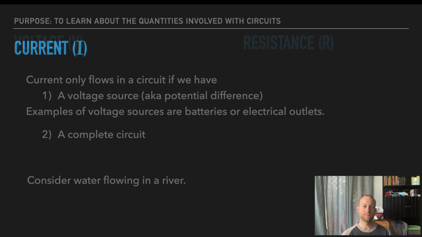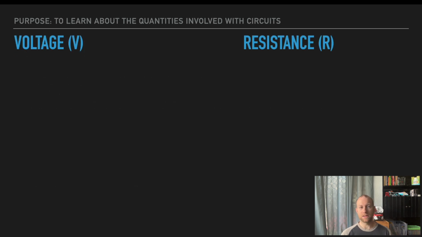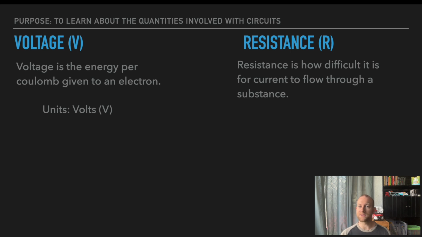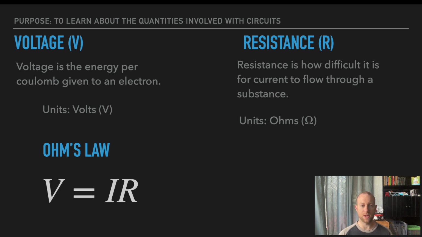So that is current. Voltage and resistance, these ones are a little bit easier to understand. Voltage is the energy per coulomb given to an electron, basically the energy that you're giving to your particles. The units for voltage are volts. Finally, a unit that makes the most sense: voltage, volts. Hopefully you remember that. Resistance is how difficult it is for current to flow through a substance. Wires are created with certain metals, and each type of metal provides a different amount of resistance. The units for resistance are ohms. With all three of these, voltage, current, and resistance, we can put these together into Ohm's law. And that's this equation, V = IR.